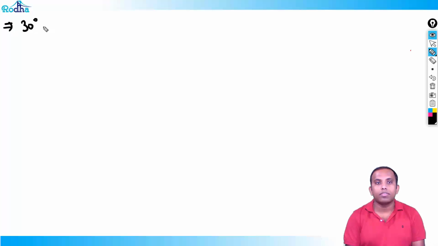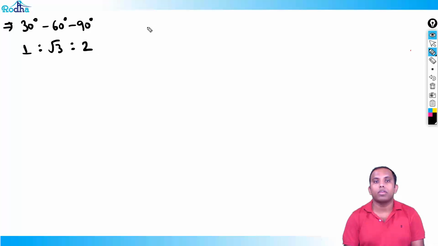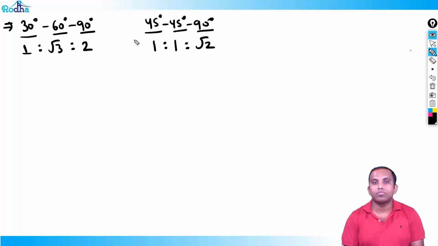30-60-90: the ratio is 1 is to root 3 is to 2. And 45-45-90: the ratio is 1 is to 1 is to root 2. Now see here, in a right angle... don't take only the right angle, I can take any angle now. We'll see its application.